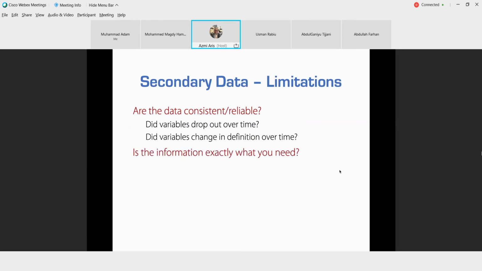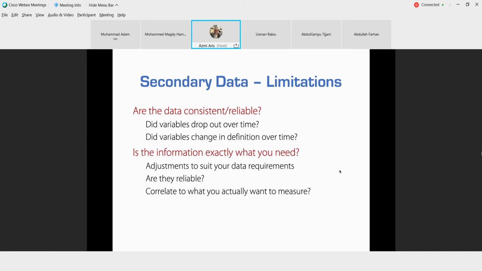And is the information exactly what you need? Okay, this is also important. They may have long-term data, and very timely data, but unfortunately that particular variable or parameter that you are looking for is not available. So that is something which you need to identify as well, and that may be the setback of the secondary data that you have.